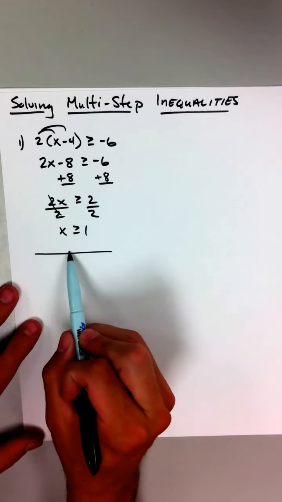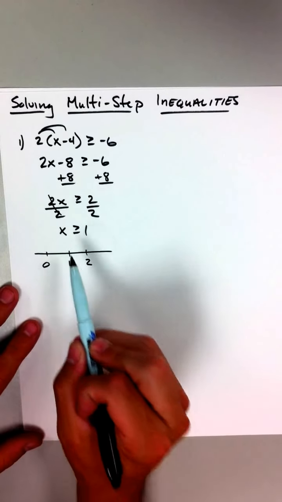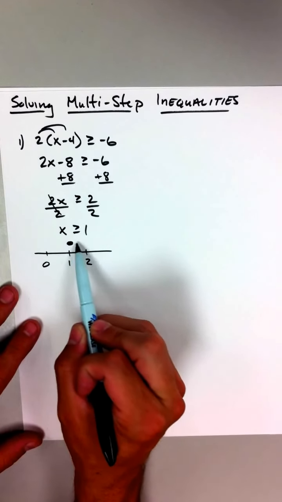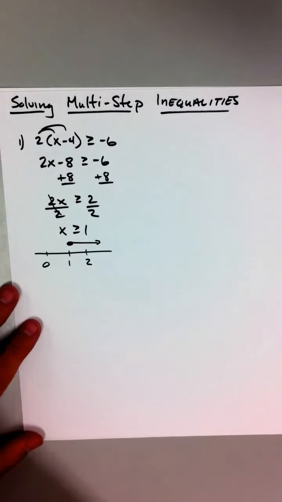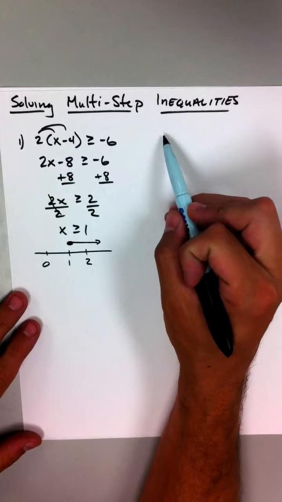And that's it. Here's 1. I'm going to graph it. 2, 0, greater than or equal to, arrow goes in that direction. And there you go. So let's try another one. What about something like this?